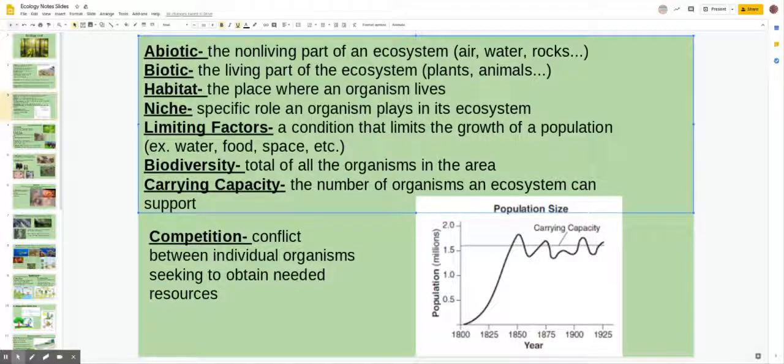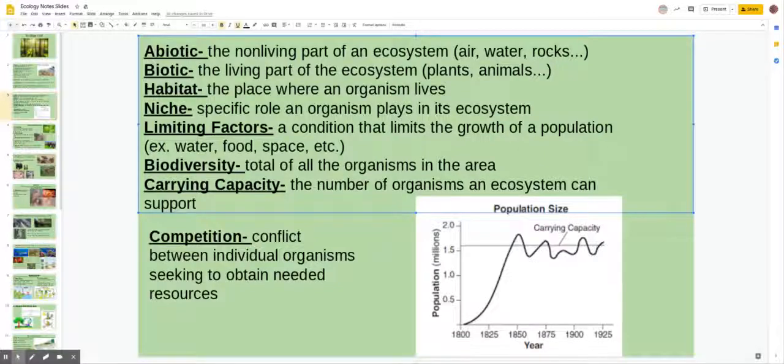Is the water highly oxygenated or not oxygenated? Is it warm water? Is it cold water? Is it salty? Is it fresh? The rocks or the soil quality are all abiotic factors. Temperature is an abiotic factor. When you put an A in front of a word, it means not. So abiotic means not biotic or not living. The biotic factors are all the living things in an ecosystem.